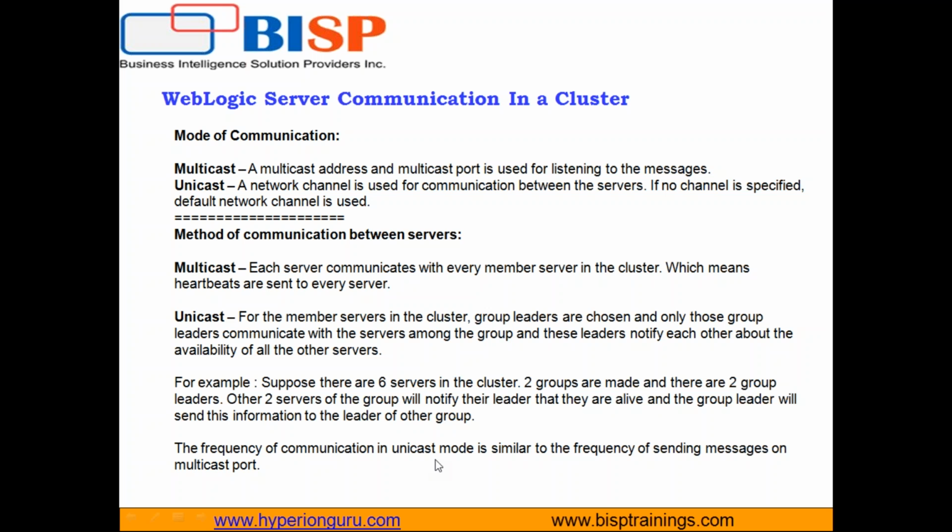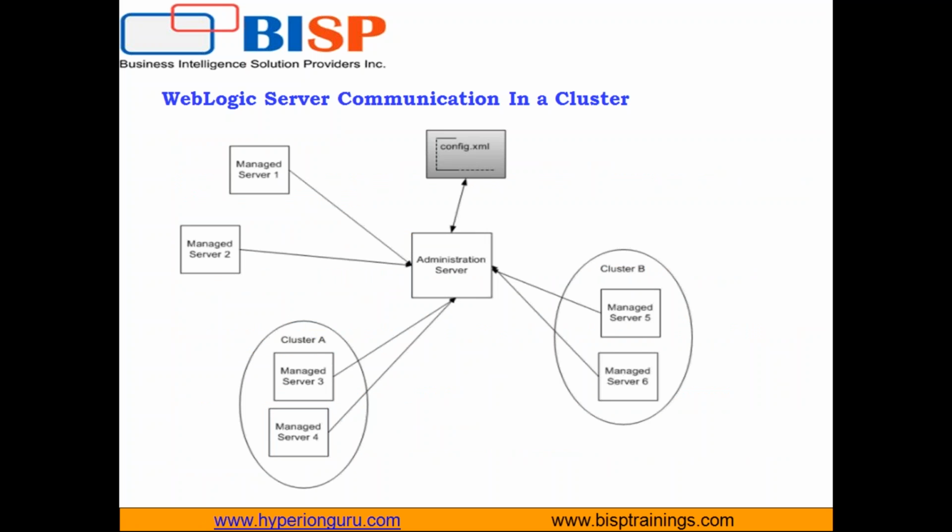Now the frequency of communication in unicast mode is similar to the frequency of sending messages to the multicast port. So the frequency is the same, but the mechanism of sending messages across is different. So how does this look? This is in terms of config.xml. So how will it be specified?